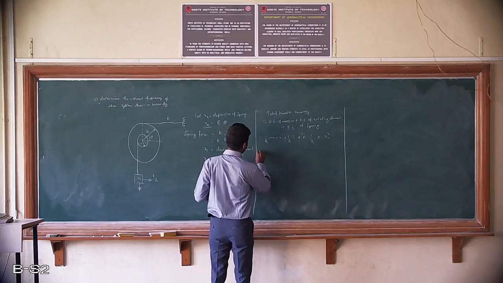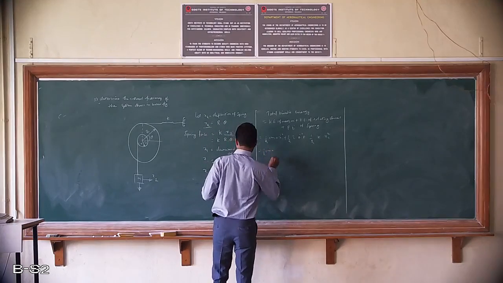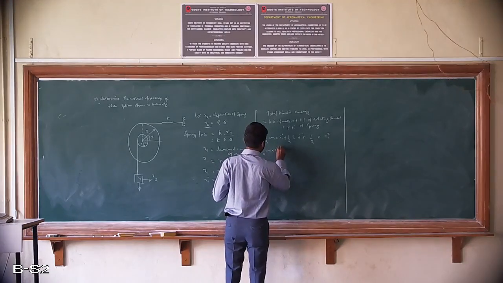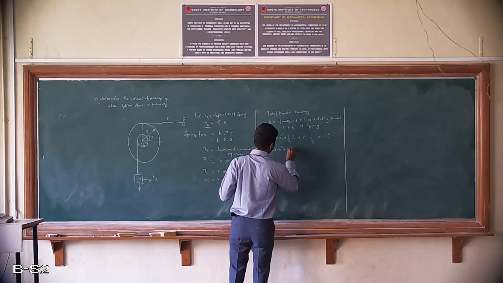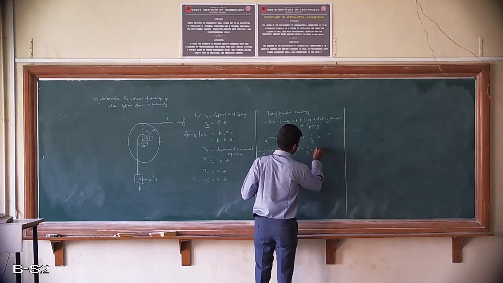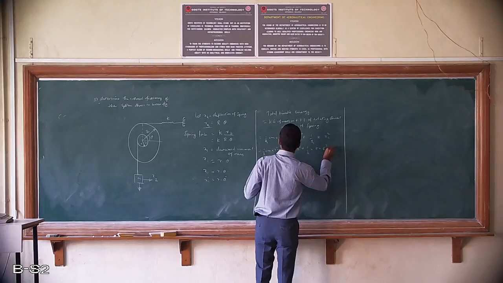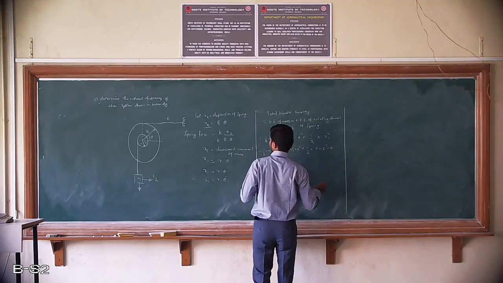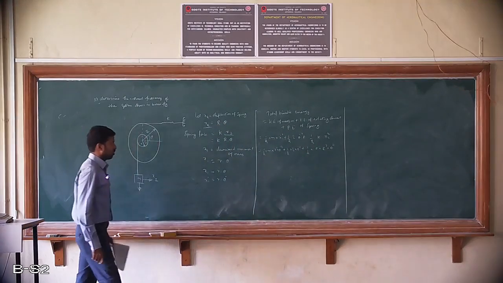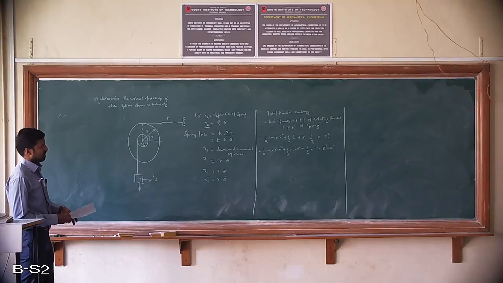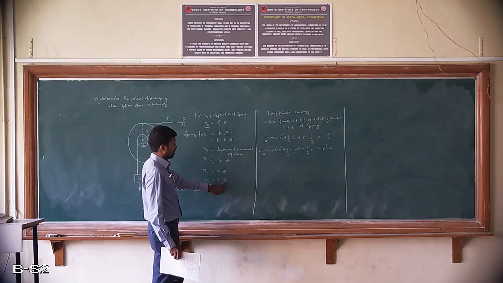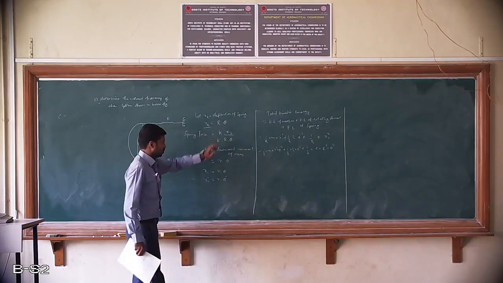So substitute the values. Half into m into r square into theta dot square, plus half into I into theta dot square, plus half into k into x2 square, where x2 is r2 square into theta square. So we have substituted all the values. We have substituted the value of x1 and the value of x2. x1 dot is r into theta dot, so x1 dot square is r square into theta dot square, and x2 square is r square into theta square.